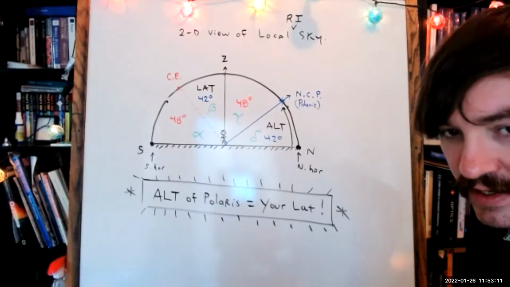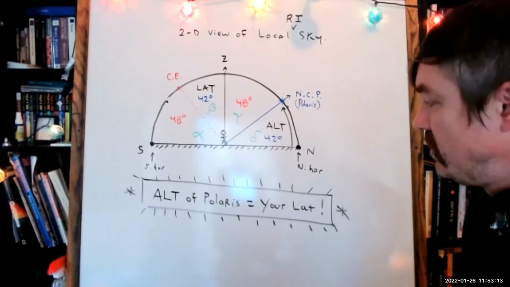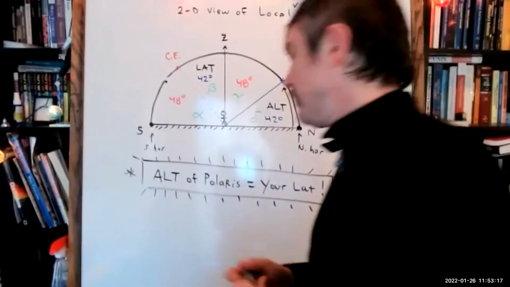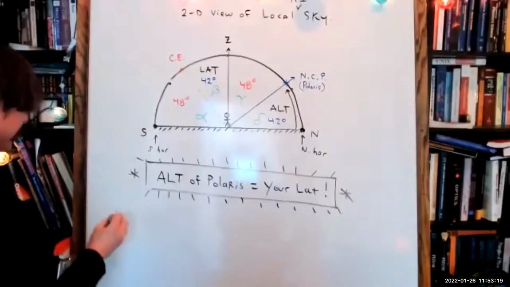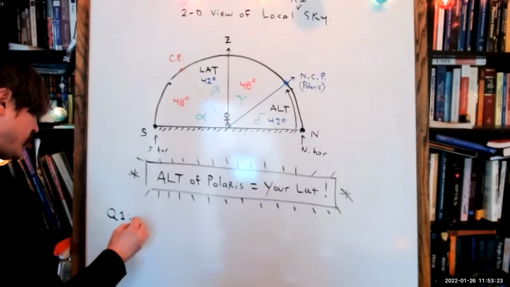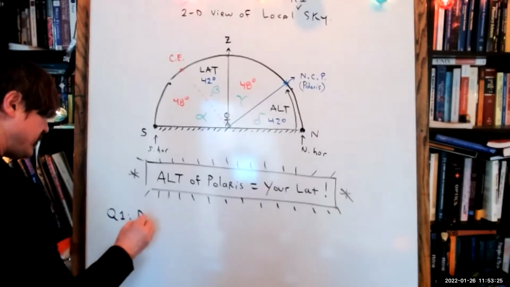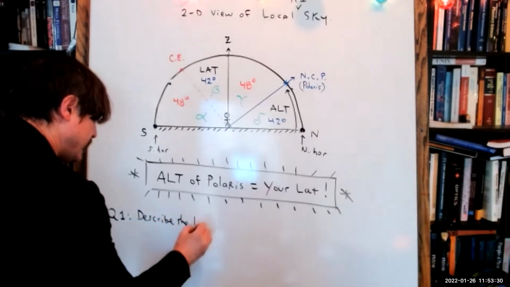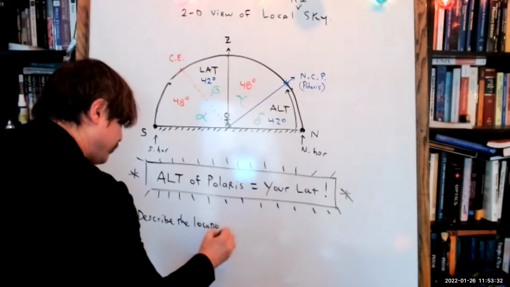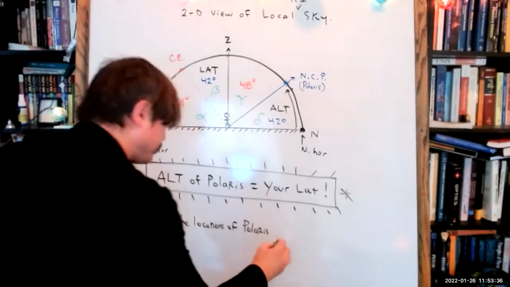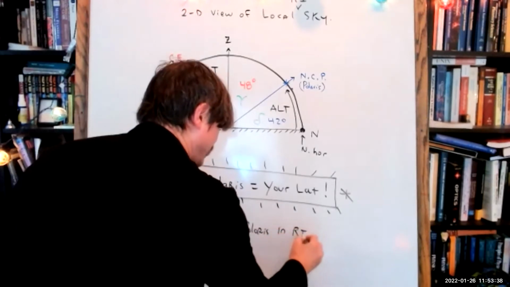Why don't we try a question from our homework today, which will save double, triple time. So here's an in-class question. The question would be, describe the location of Polaris in the Rhode Island local sky.